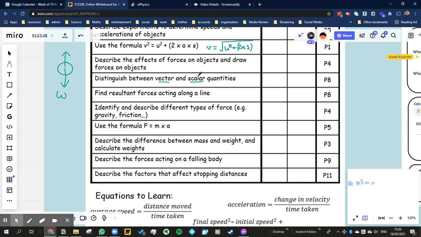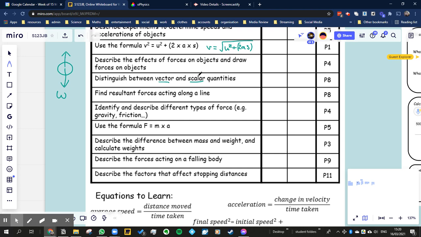Temperature would be a scalar. So there's a few things that are scalars, a few things that are vectors, and there are actually a few things that can have a scalar or vector version. For example, distance and displacement. They're very similar, only displacement's a vector and distance is a scalar.